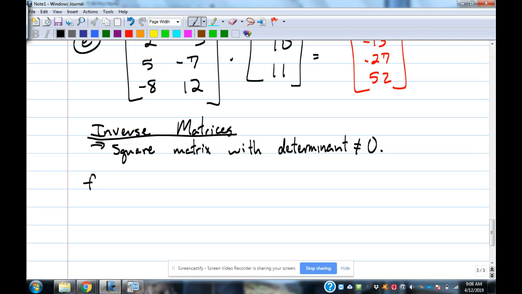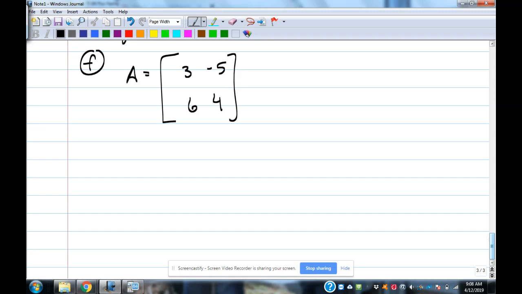What you end up doing is, let's just take an example. Let's take matrix A, and it's 3, -5, 6, 4. Just a 2 by 2 there to start off with. What you end up doing to find it by hand, you take that 3, -5, 6, 4, and put the identity matrix beside it. And what you do is row operations until it flips, and the 1, 0, 0, 1 is on the left side, and whatever numbers are on the right side now is the inverse. That's it.